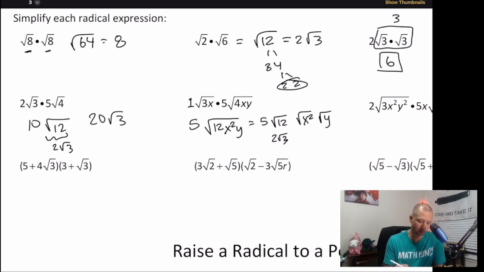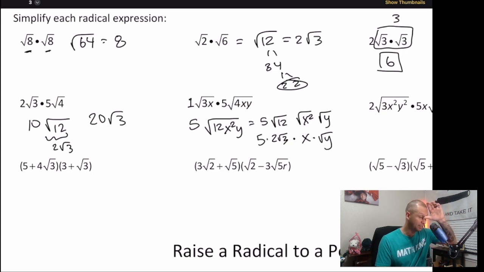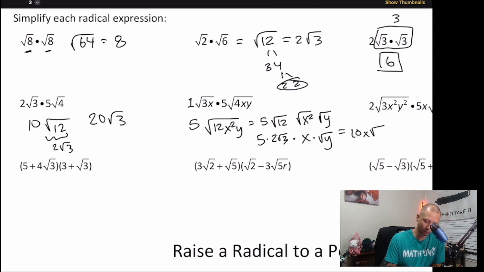When you square a square root, they cancel each other out. So the square root of x squared is just x. And then the square root of y is the square root of y. Don't forget about the 5. So the final answer is going to be 10x root 3y. We can put it back together.